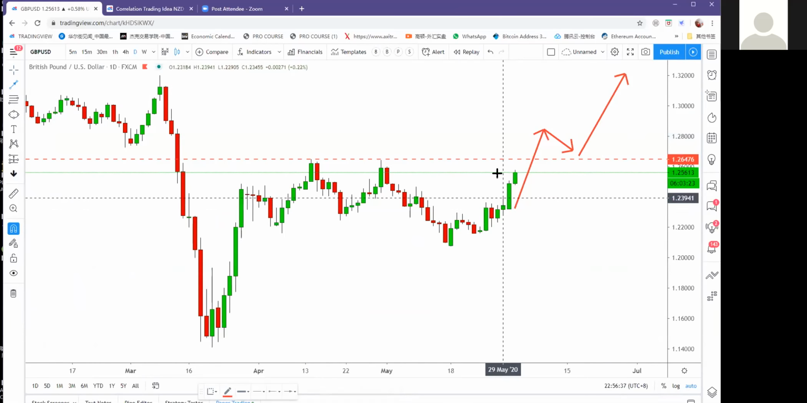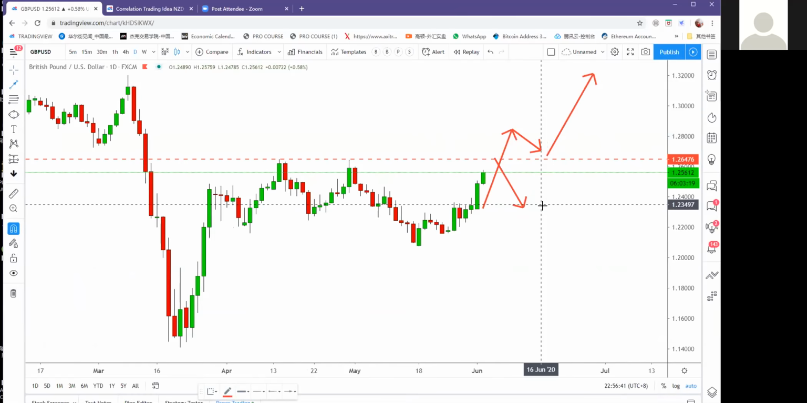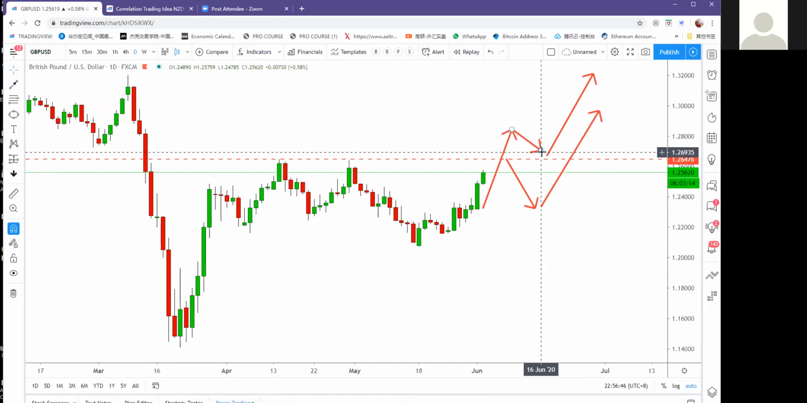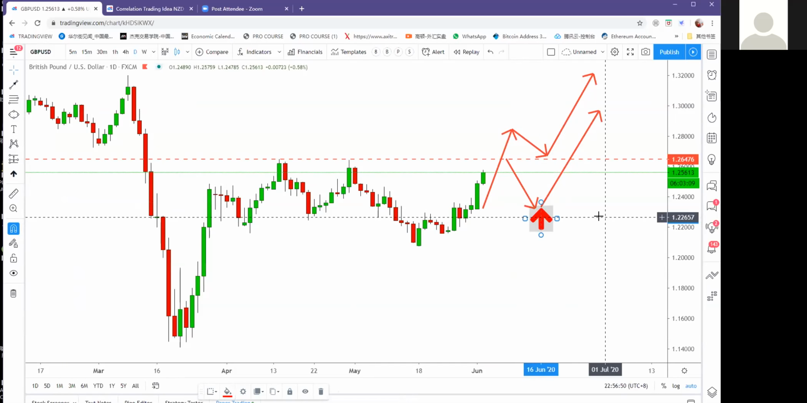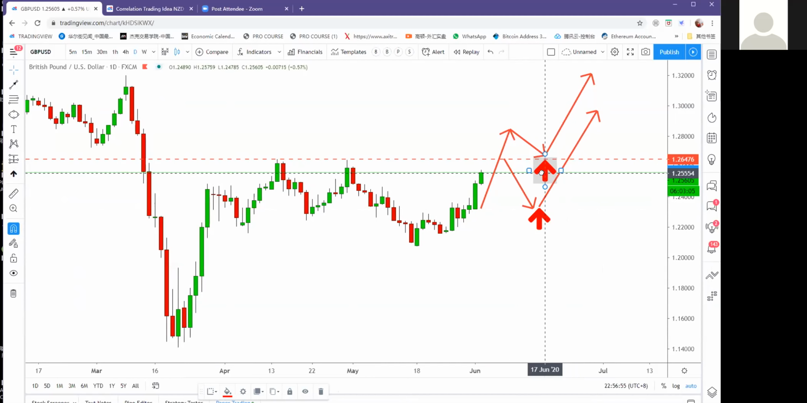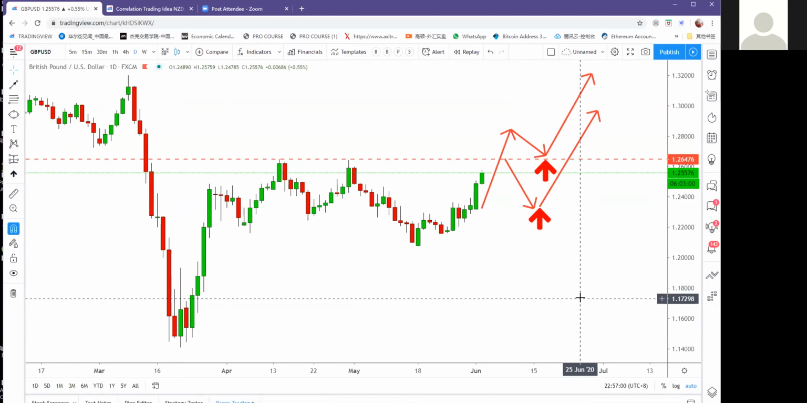Plan 1 is to buy the pullback from here. Either one is okay, either of these entries will be good for you. Okay, is there any plan C? What is plan C? Guess, does Jack have a plan C for the sterling?